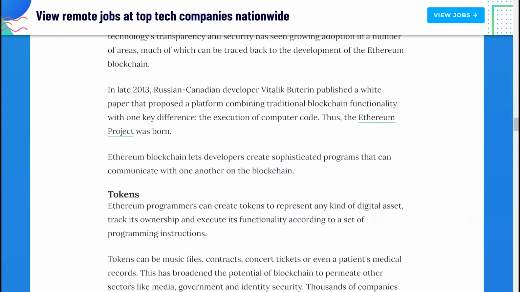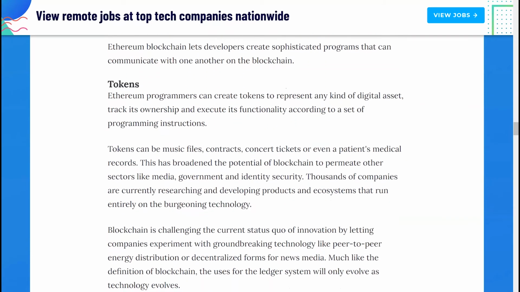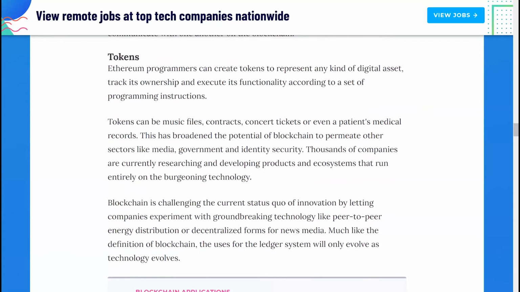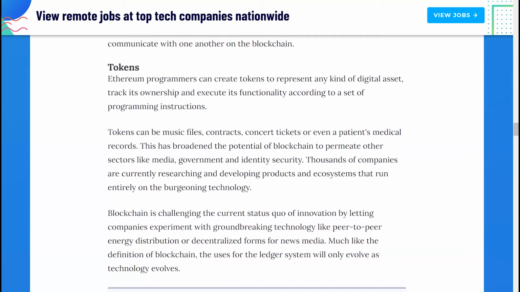He published a white paper that proposed a platform combining traditional blockchain functionality with one key difference: the execution of computer code. Thus, the Ethereum project was born. Ethereum blockchain lets developers create sophisticated programs that can communicate with one another on the blockchain. And Ethereum is great for that, and the future that's coming, just wait. Things are going to get exciting.